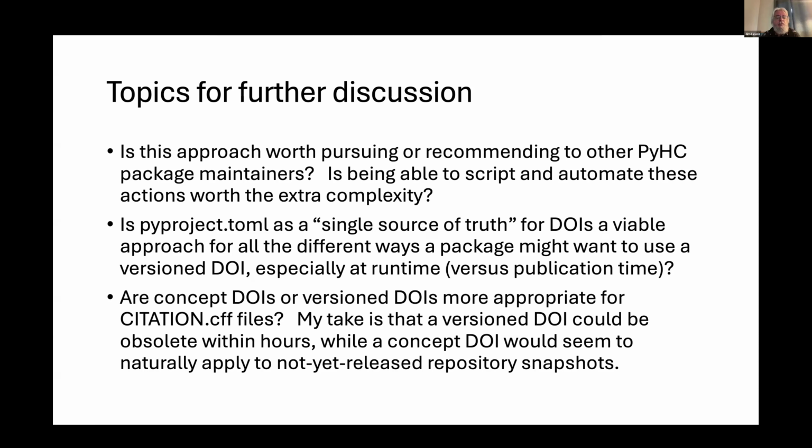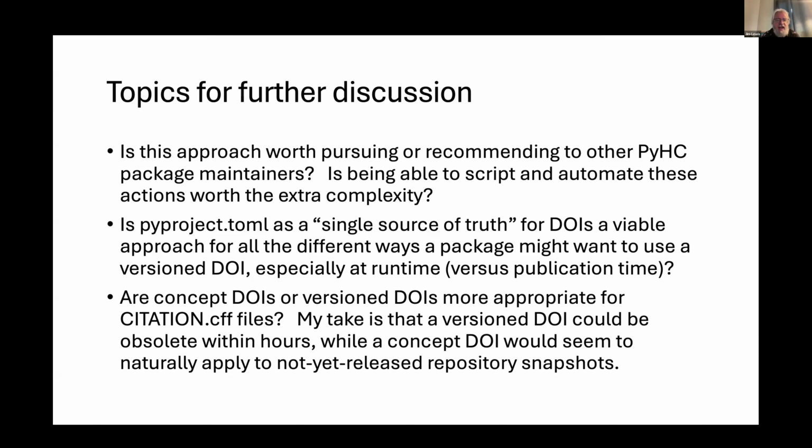I'm interested if people have any thoughts on using pyproject.toml as a single source of truth for the DOIs to avoid the need to update that in multiple places. For example, how might that work at runtime if your Python code wants to display a version number or an about this package blurb, places where you would want a version DOI? Is there a way at runtime to pull those from pyproject.toml?